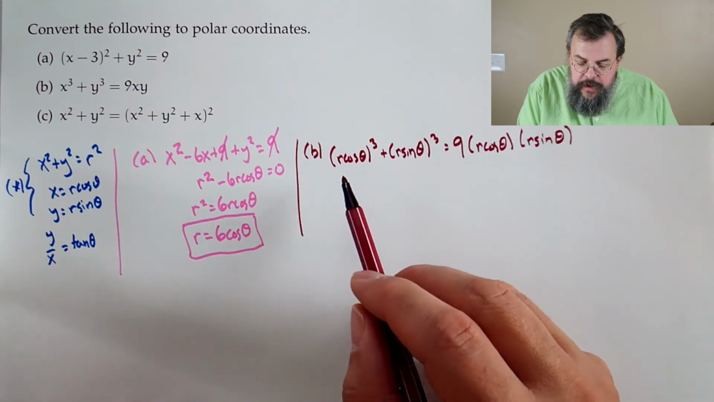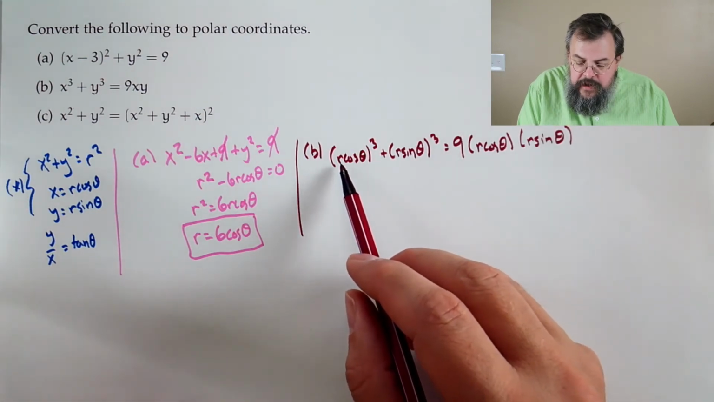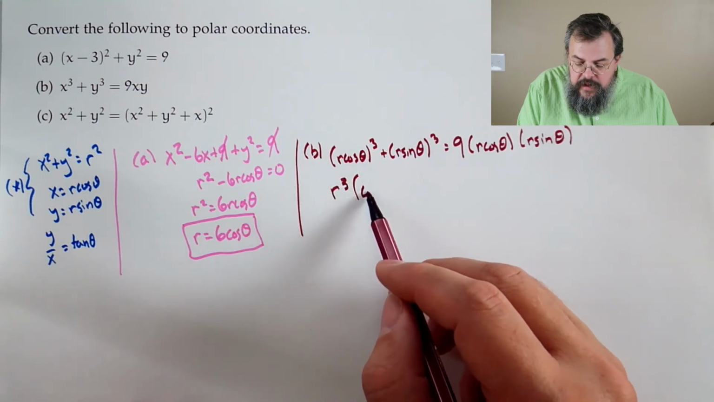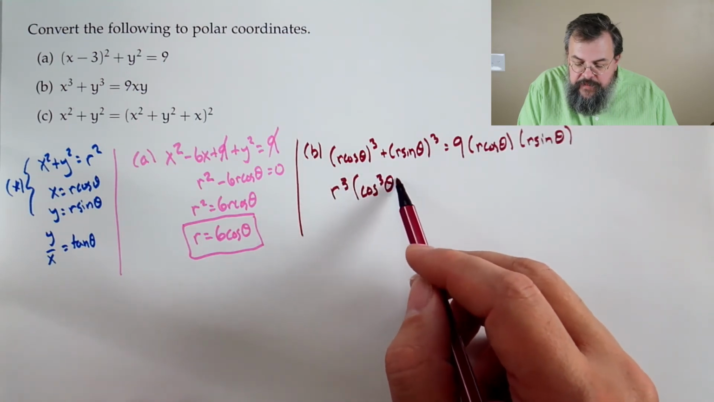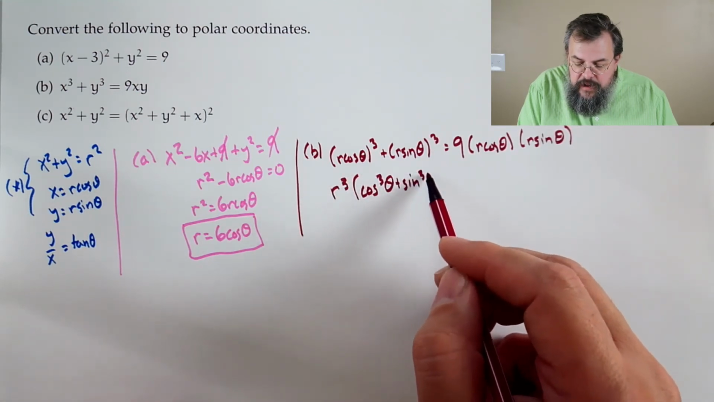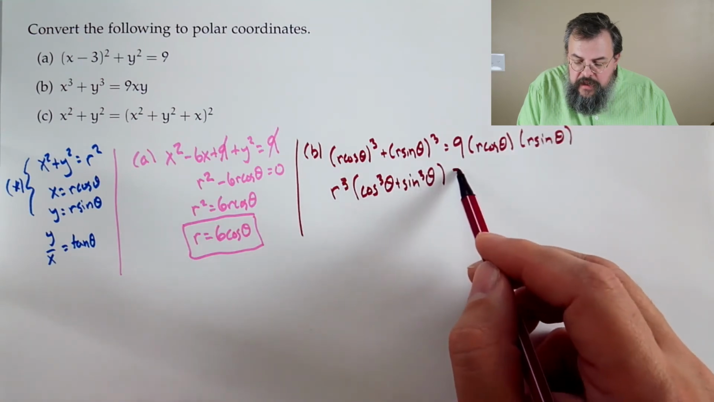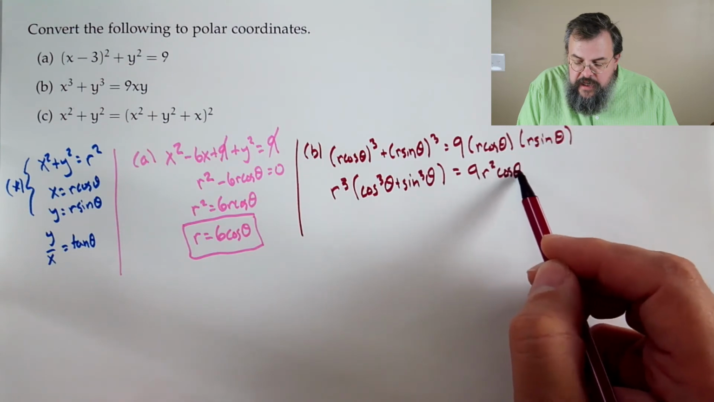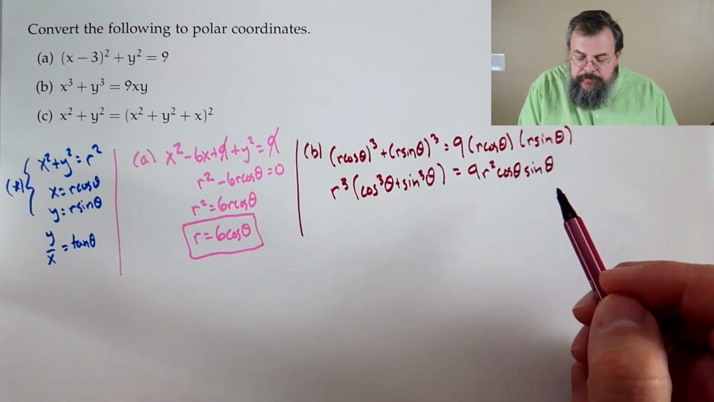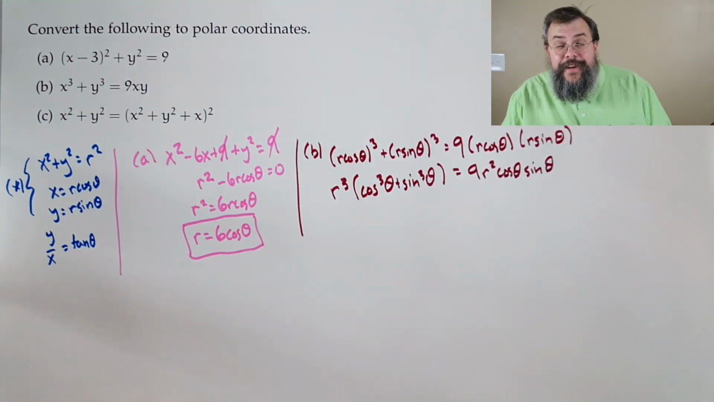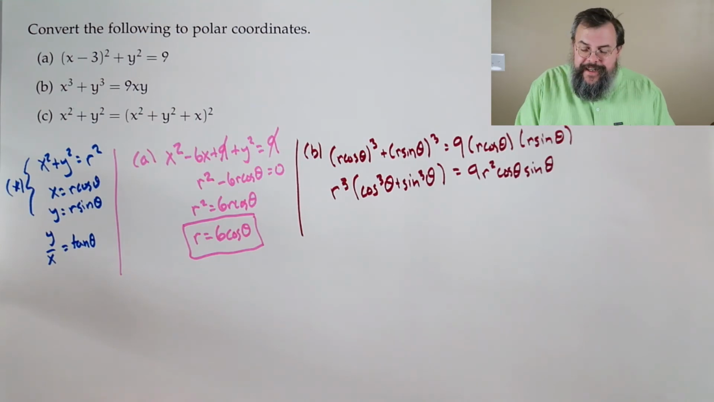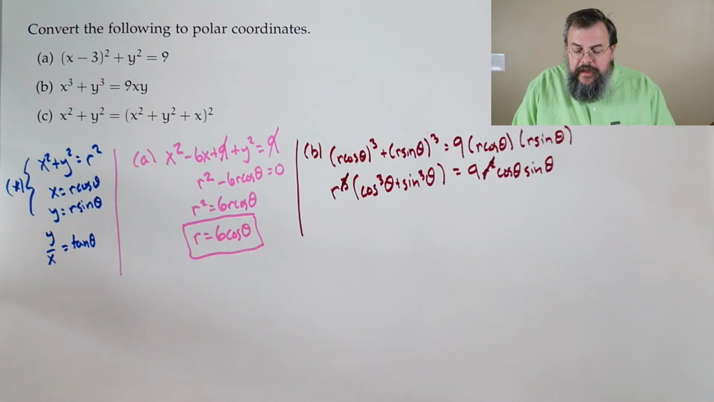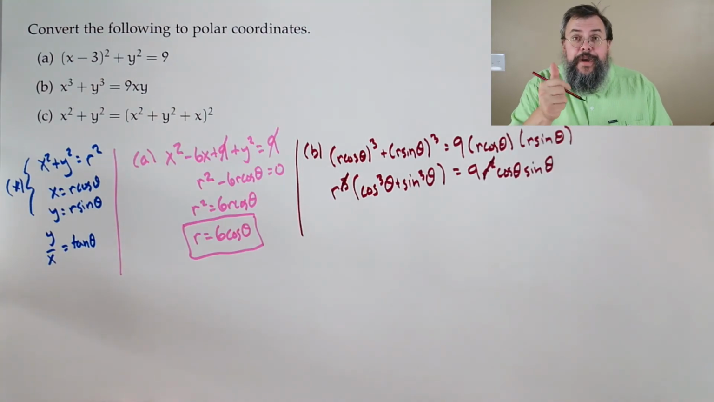Okay, well, if we cube this, we're going to get an r cubed and an r cubed there. So go ahead and factor out an r cubed. Then we get cosine cubed plus sine cubed equals, over here, 9r squared cosine sine. Hey, there's lots of r's. Let's go ahead and cancel them out. So we can cancel r squared with r. And now we say, perfect. We can solve for r.